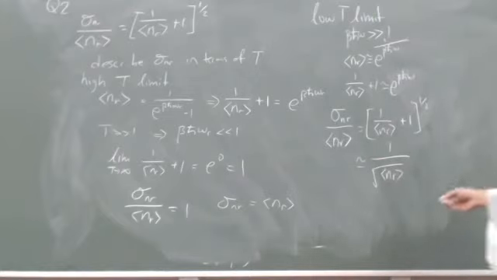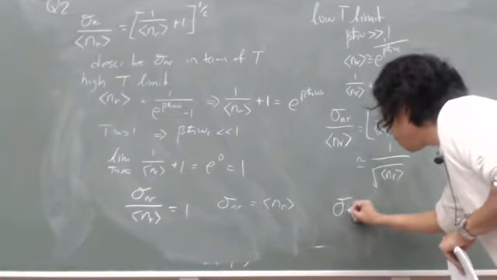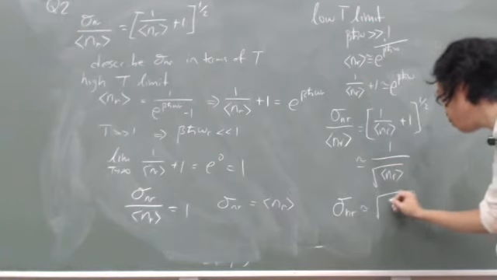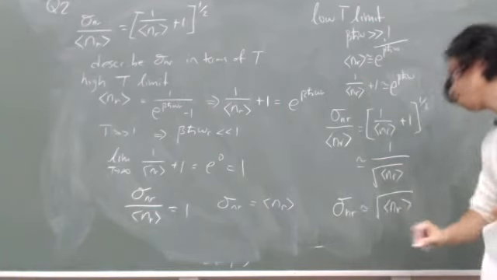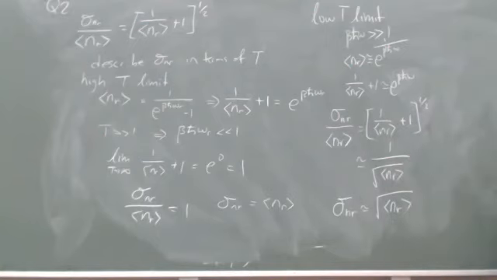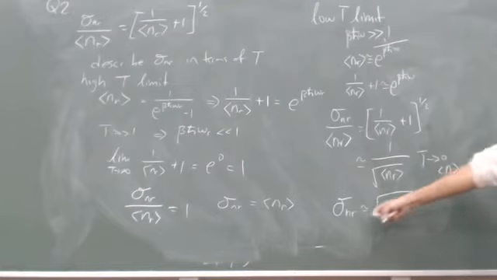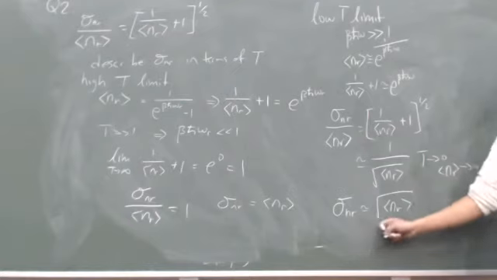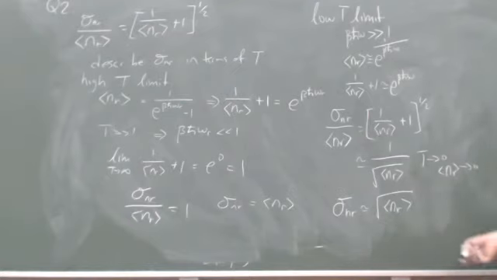Okay, so what does that tell you? That tells you that sigma nr at low temperature is approximately equal to the square root of nr. So we take the nr to the right hand side, and now you have a square root instead of 1 over square root. So as T goes to 0, nr goes to 0, but your fluctuation goes to 0 slower than your occupation number. It goes down by a square root instead of linearly. So your fluctuation doesn't die down as fast as the occupation number. Yeah, and that's pretty much it.